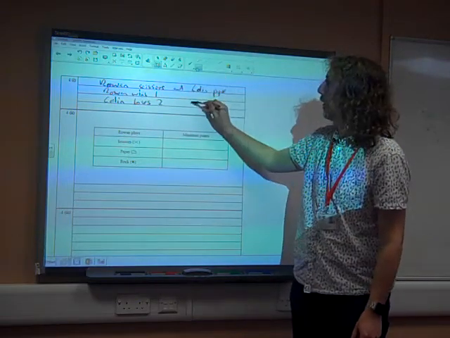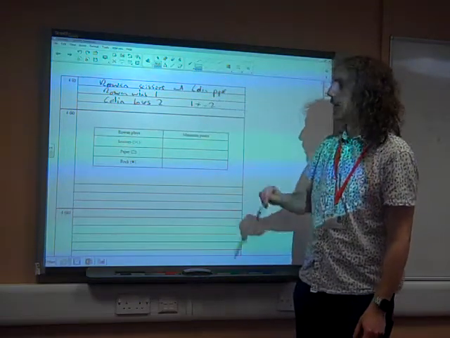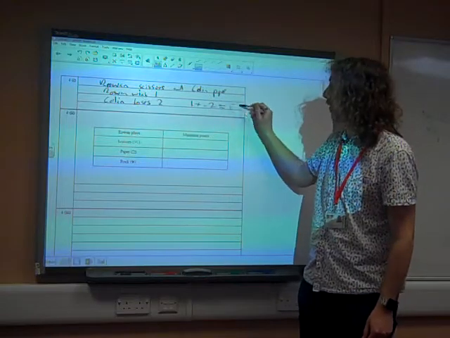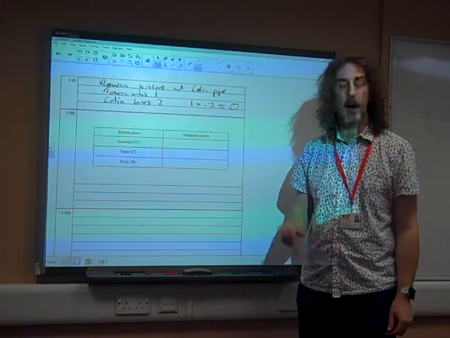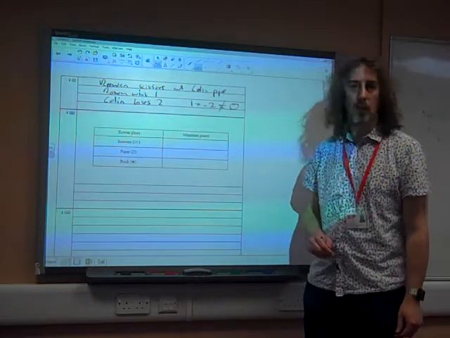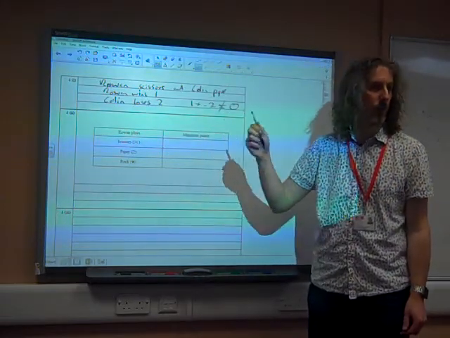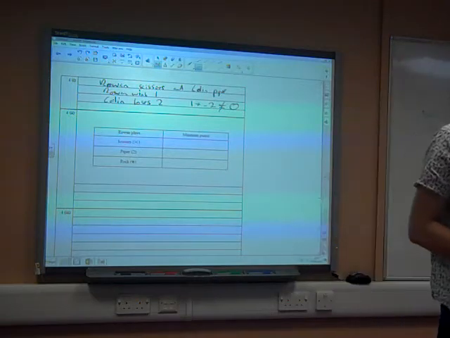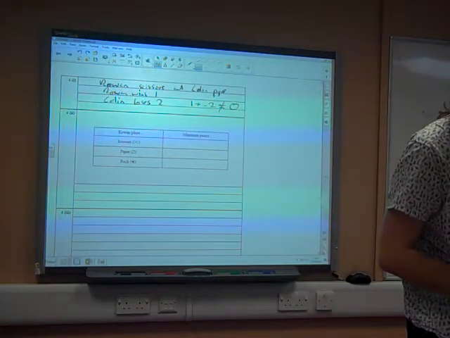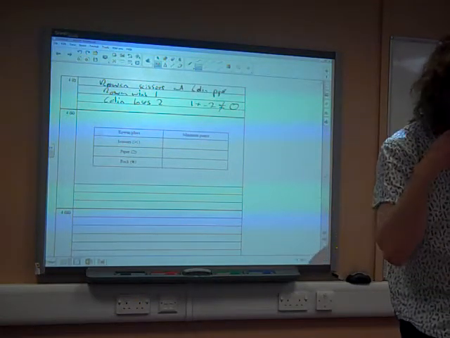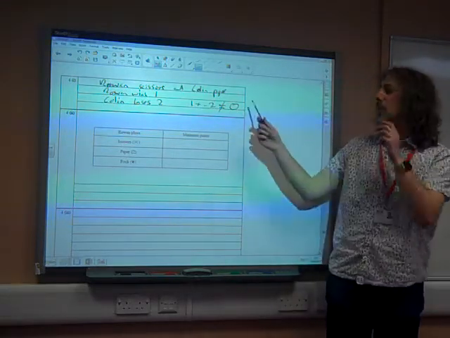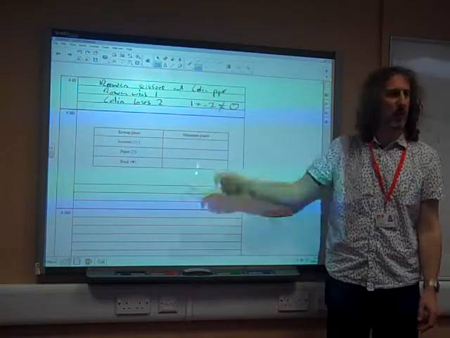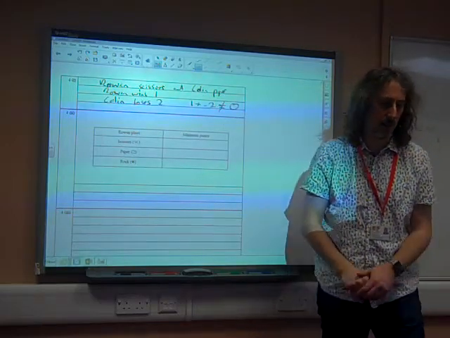So if we do 1 plus -2, that should equal 0 if it's a zero-sum game, and it doesn't. And that's what you needed to show that it wasn't a zero-sum game. Quite a lot of you were kind of in the right direction with it, but just didn't quite get across the zero-sumness thing at the end.